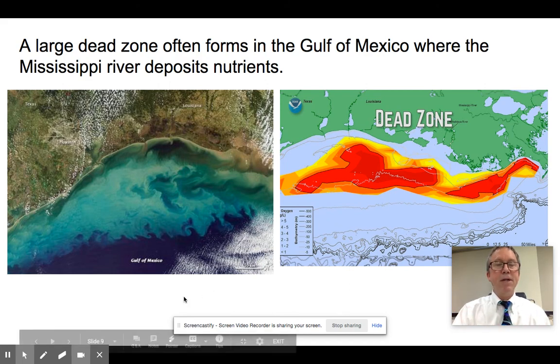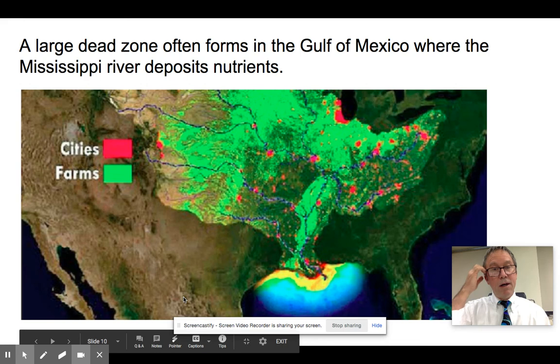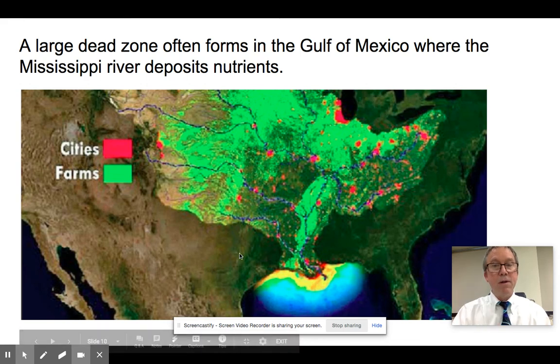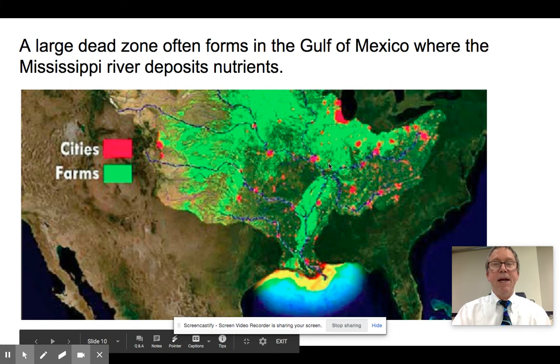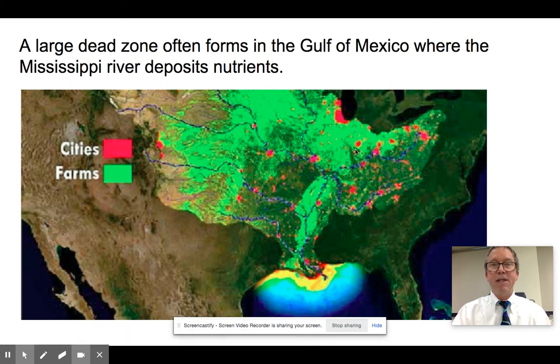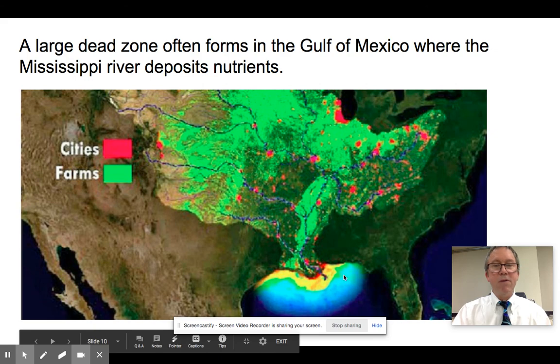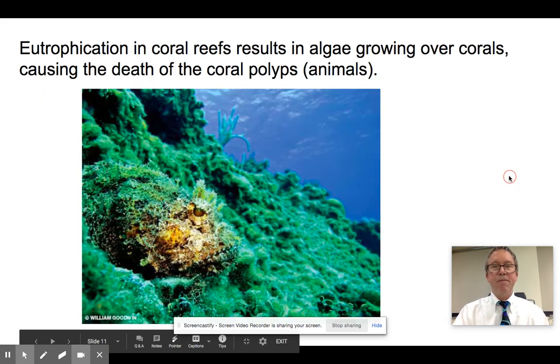We can take a look at the watershed of the Mississippi River. So it's a very, very large watershed. And what we've done is we've mapped out the cities in red and the agricultural areas in green. So the agricultural areas are adding nutrients from fertilizers, and the red ones are adding nutrients from sewage. And all of this ends up getting dumped here at the mouth of the Mississippi River. So we get this large dead zone that happens because of the eutrophication that occurs here.